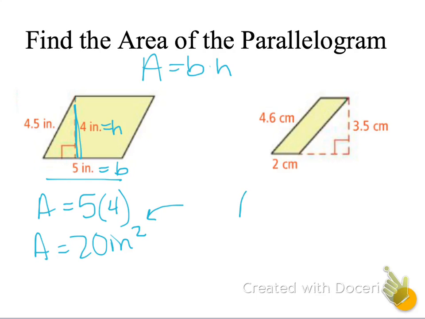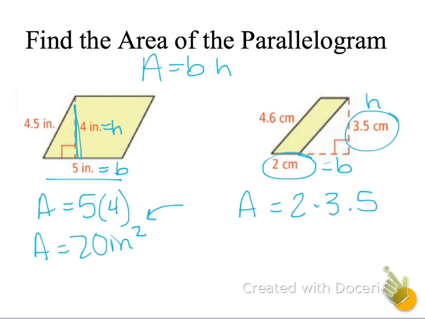So my next one, I'm going to have my base being this 2 and my height being this, because it is the height of how tall my parallelogram is. So I'm going to have 2 times 3.5. So my area for this one is going to be 7 centimeters squared.